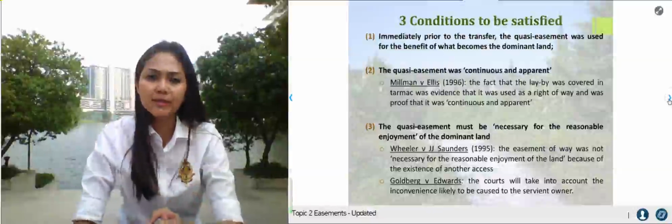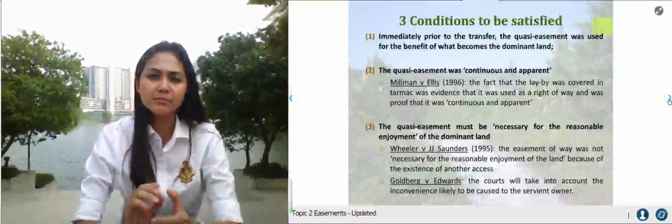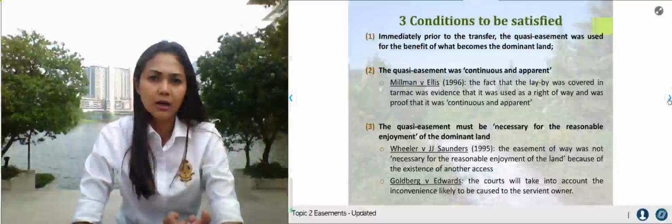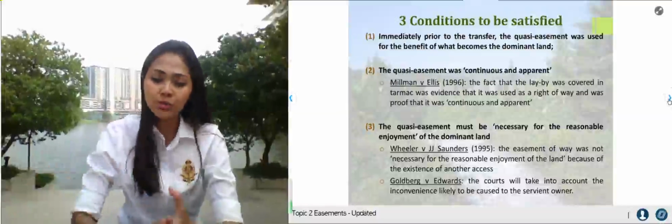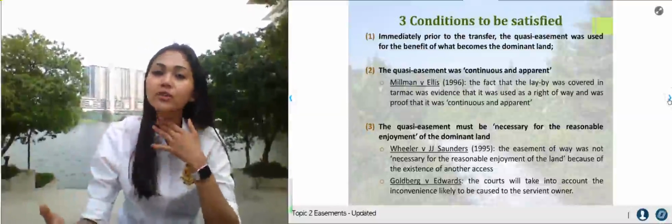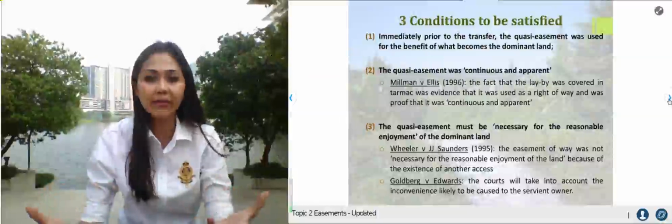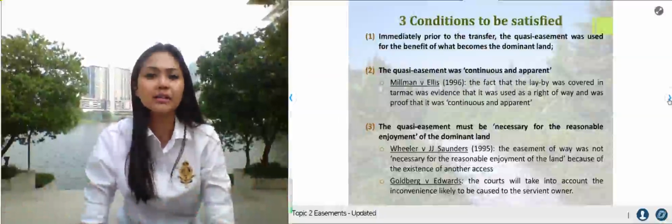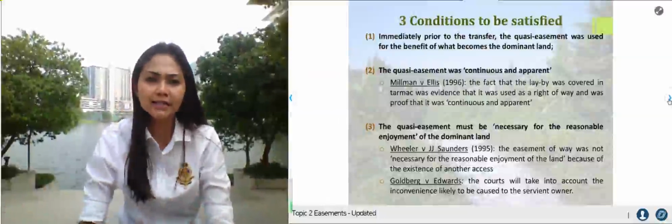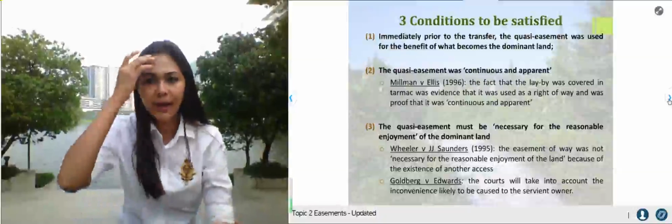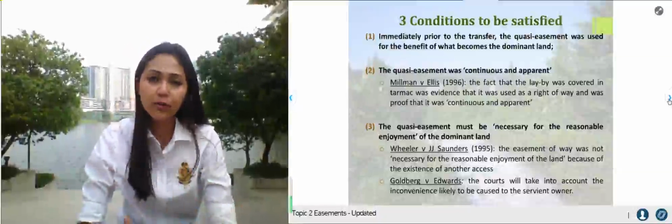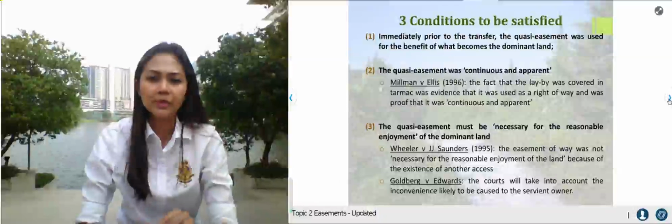So the second point is that whenever you talk about the quasi-easement, the easement which was previously used by the owner, it must be continuous and apparent. Continuous doesn't mean incessant use, it doesn't mean that you need to use it every day. As long as you use it every other day, you can show that you continuously use it and it's apparent to everyone, to the neighbors, then you can say that you satisfy the first condition of Wheeldon and Burrows. So in the case of Millman and Ellis, you have the evidence of the lay-by was covered in tarmac. It shows proof that the use of the right of way was continuous and apparent.